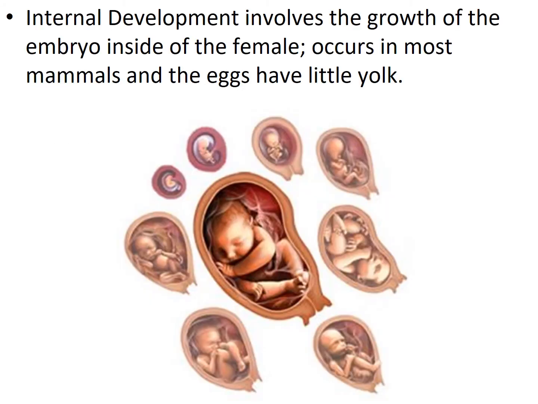So internal. Now this is obviously the more common sense. This is what we know as when the embryo is growing inside of a female. And obviously most mammals, not all of them, but most mammals, the eggs have little yolk. As an animal, it's not really called a yolk. We have an embryo, right? And we have a water sac. So when a woman gets ready to have birth, her water breaks.